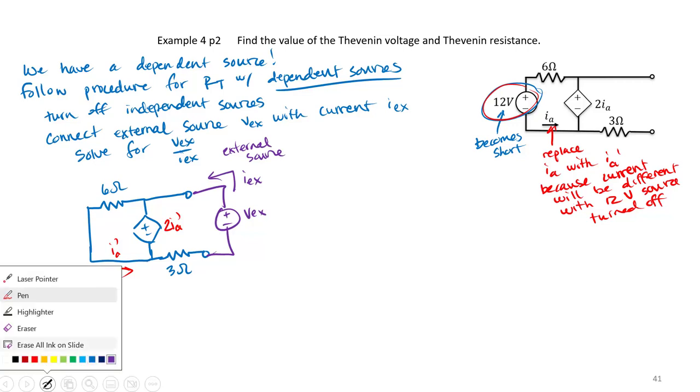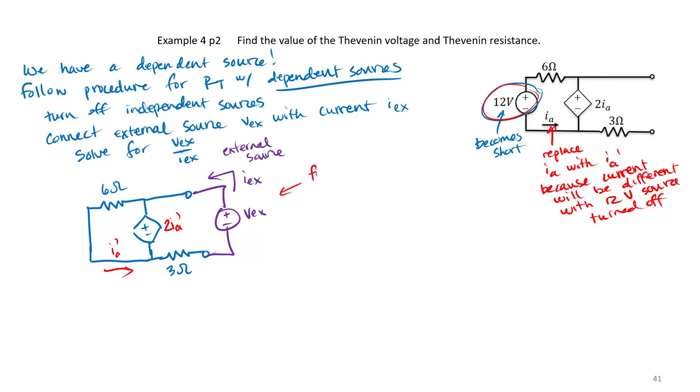Our task here is to find expressions for Vx over IEx. And we know RT is Vx over IEx. So how do we do that? Well, a good place to start would be node analysis, because we have a really convenient node right here. Let's go ahead and start with some node analysis.